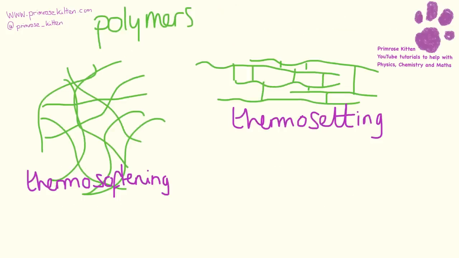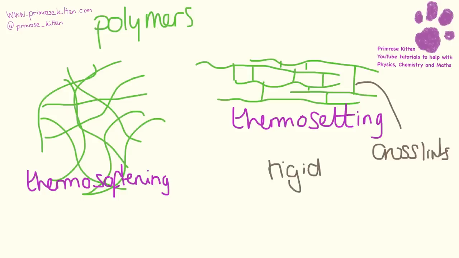Plastics as polymers are incredibly useful things, and there are two different types you need to know about: thermosetting and thermosoftening. Now, thermosoftening polymers are all these mixed up chains. They are just tangled together. Thermosetting have these crosslinks, which means their properties are going to be a lot different. When we have these crosslinks, it is going to be rigid, and it is going to be heat resistant, which means it's going to be the type of plastic that's going to burn when you heat it, whereas thermosoftening is just going to melt.